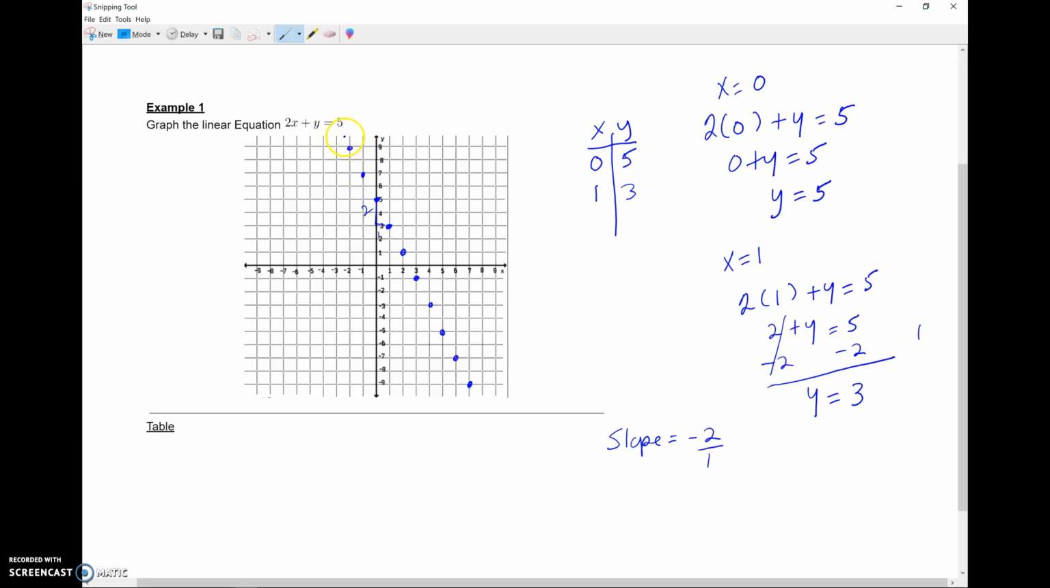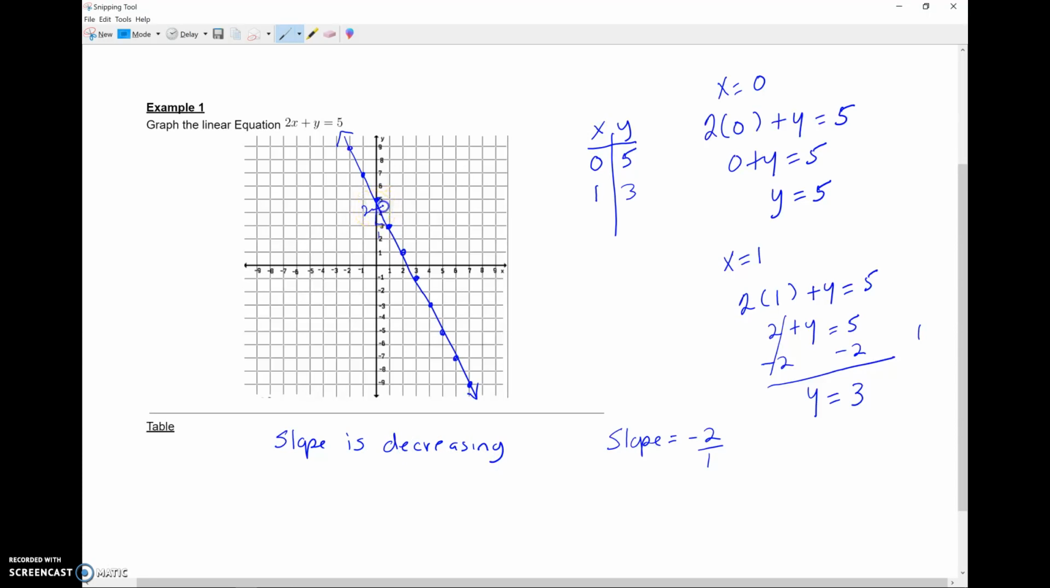And now, since we have several points here, we can go ahead and connect them. And that is our graph of the equation 2x plus y equals 5. And you notice that our slope is decreasing.